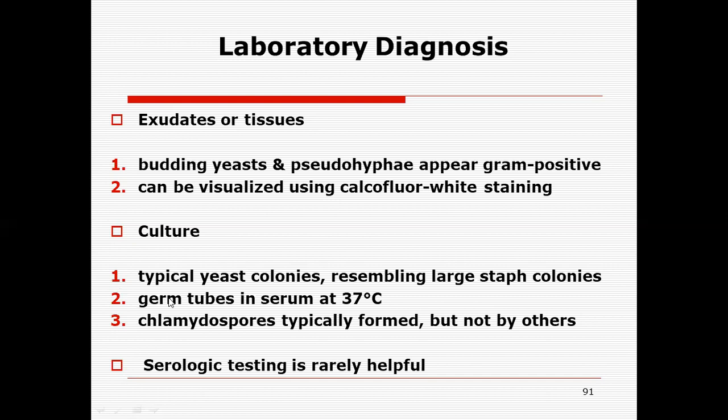They are the tests which are used for the lab diagnosis of Candida albicans infection. We can also have serological testing, but it's not very helpful. The colonies and the germ tube test are the real helping tests in the diagnosis of Candida albicans.